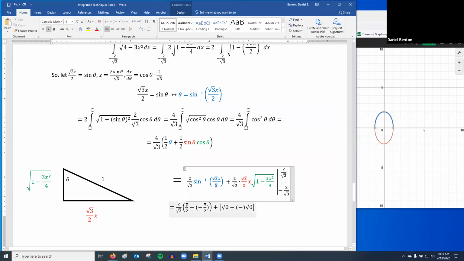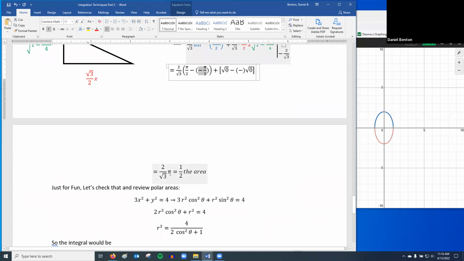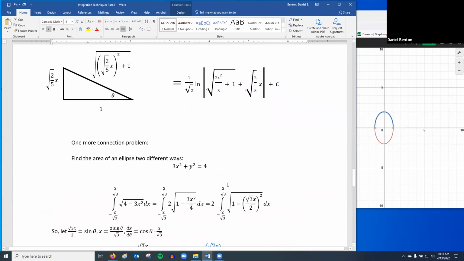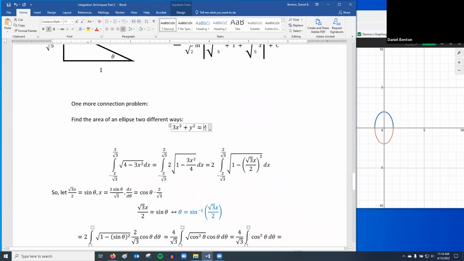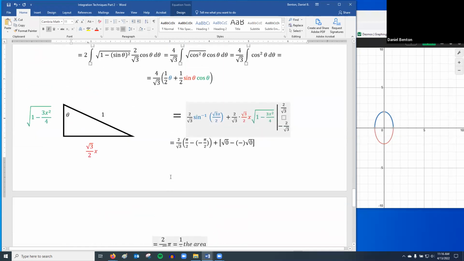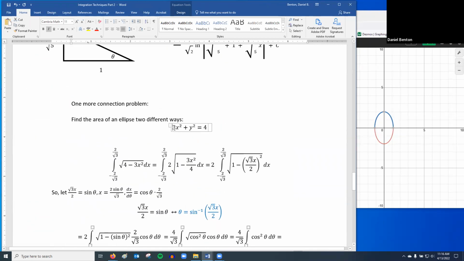Sine inverse of 1 is pi over 2. Sine inverse of -1 is -pi over 2. Pi over 2 minus -pi over 2 is just pi, right? So 2 over the square root of 3 pi is half the area, right? So the total area is 4 over the square root of 3 pi. Right? Let me show you where the 2 comes from. The 2 comes from the 4, right? And the square root of 3 comes from the 3, right?